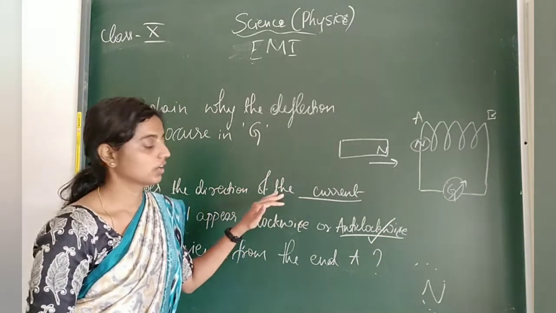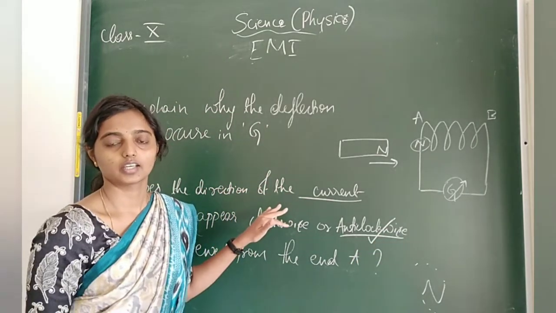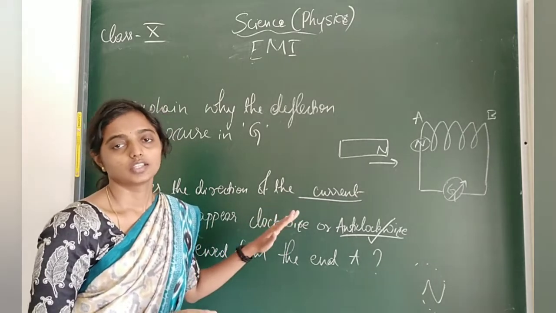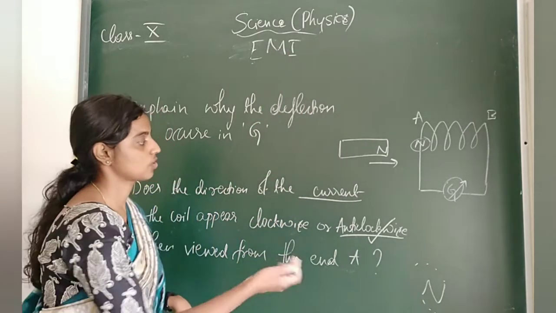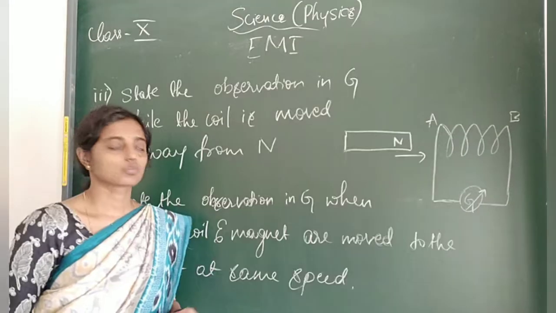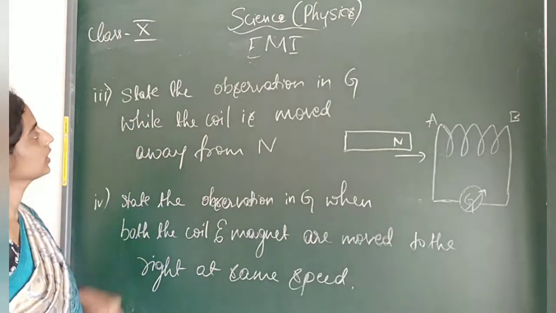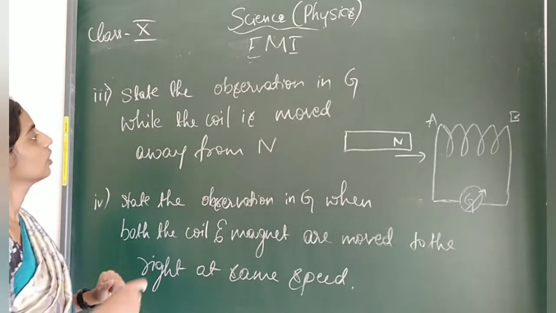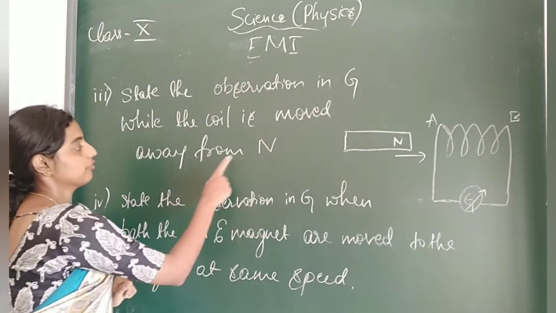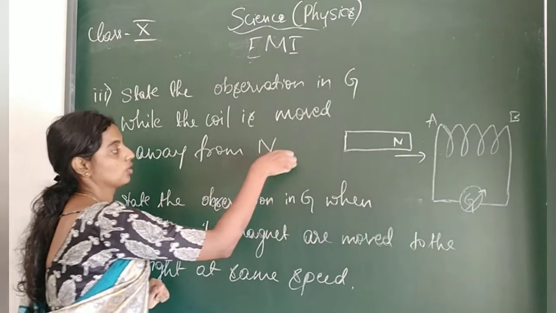So this is what I told, they will ask indirectly. If you are able to solve this, then you can easily score marks under EMI also. Now let us solve another two questions. Next question is, state the observation in the galvanometer when the coil is moved away from the north pole.